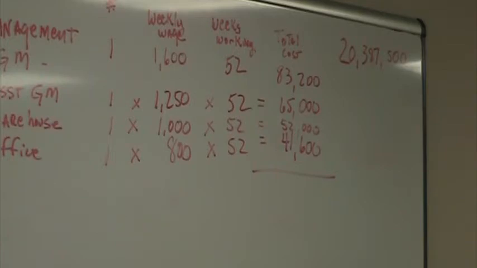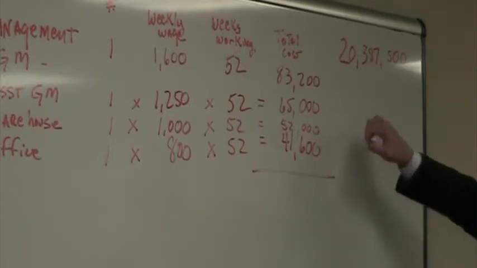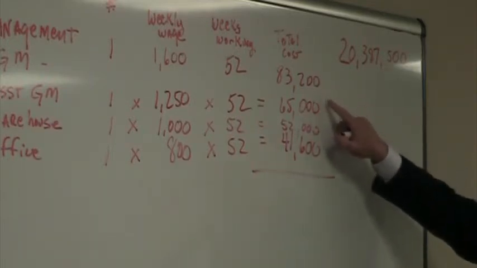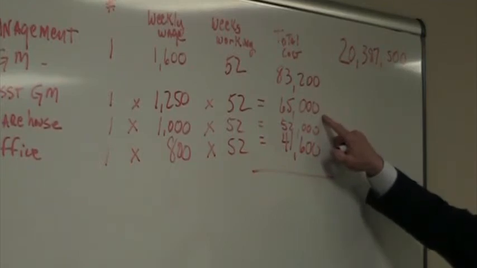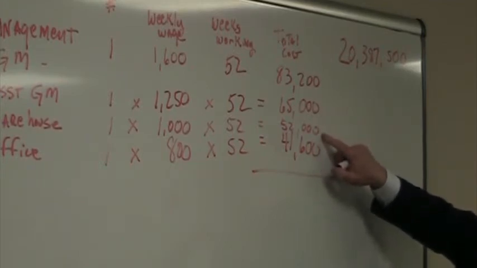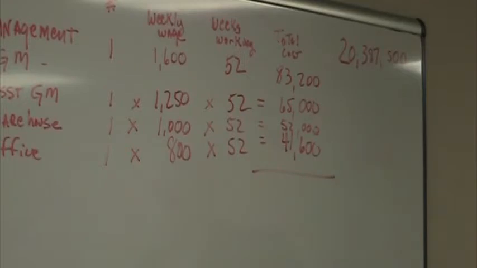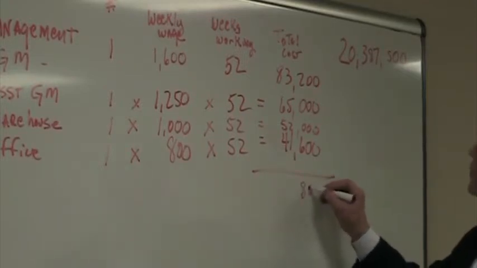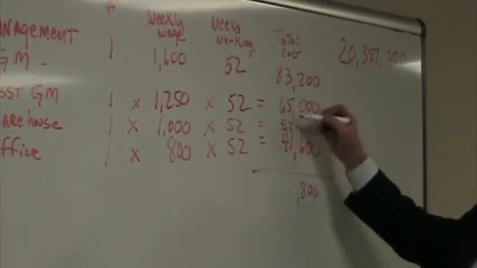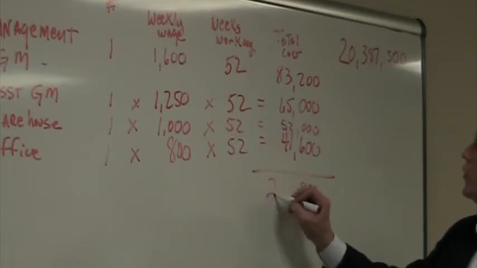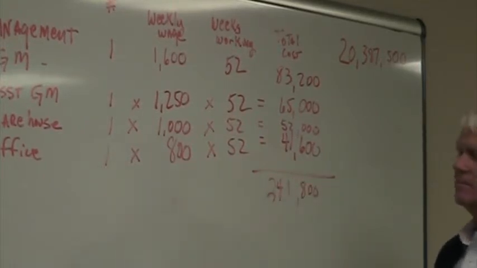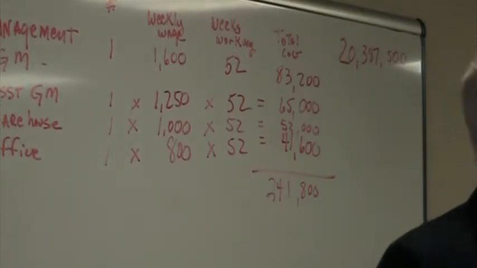Everybody with me? To find the fixed cost, you're gonna add 83,200 plus 65,000 plus 52,000 plus 41,000. 241,800. Everybody agree? All right, that's a fixed cost. Is that good or bad?